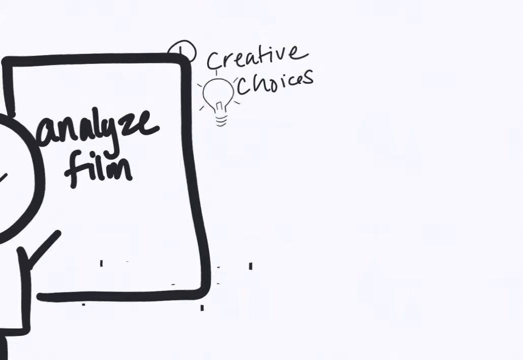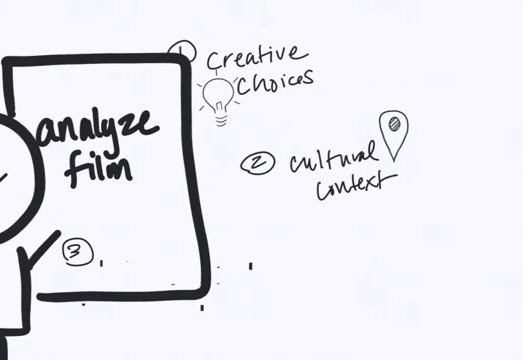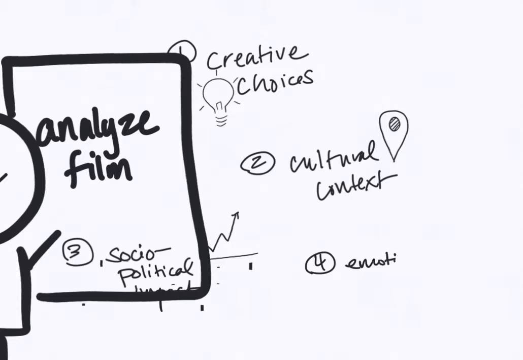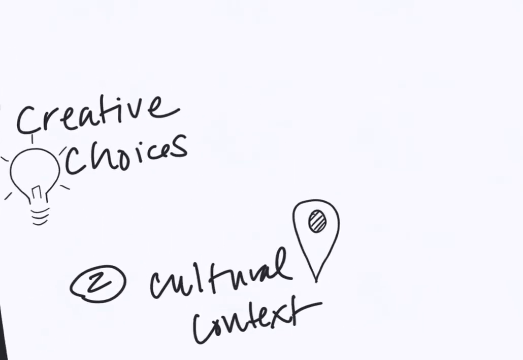The second is going to be the cultural context. The third is going to be the socio-political impact. And the fourth is going to be the emotional and embodied impact. Okay, so these are the 4 factors, all right? So let's go into creative choices.